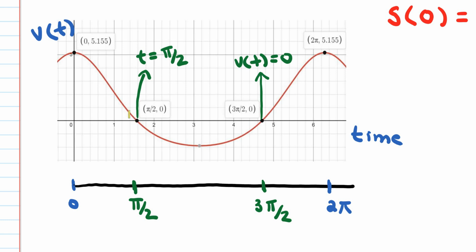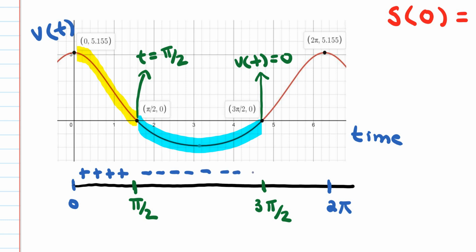So on the left hand side of pi over 2, we're above the t-axis. So I can put these positive signs on my number line. And what that means is that the particle is moving away. And then on the right hand side of pi over 2, I'm below the t-axis. So I can put a minus sign in this interval right here. That indicates I'm below the t-axis. And when you're below the t-axis on a velocity time graph, it means the particle is actually coming back.